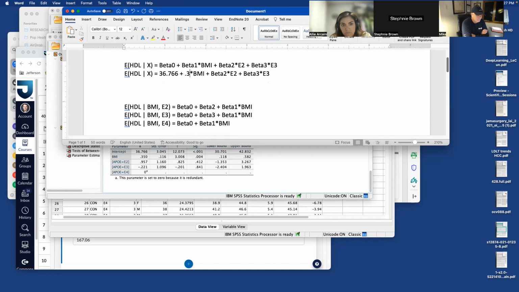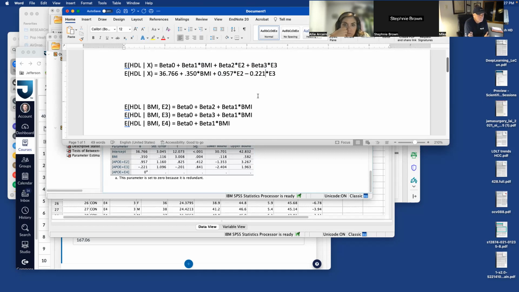So our beta 1 is 0.350. It's significant. The other ones aren't, but of course we'll leave them in the model. The coefficient for E2 is positive, 0.957, but the coefficient for E3 is negative. Remember, these are comparisons between each of those groups and E4 only. We got negative 0.221. Okay. So now let's do what we did before.